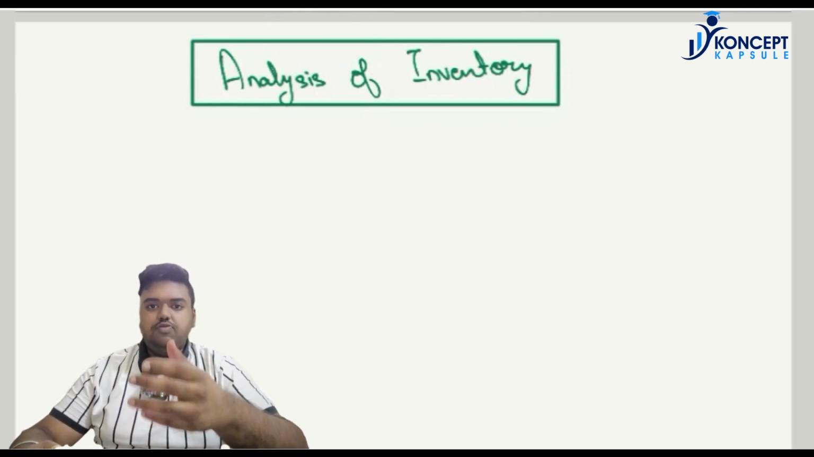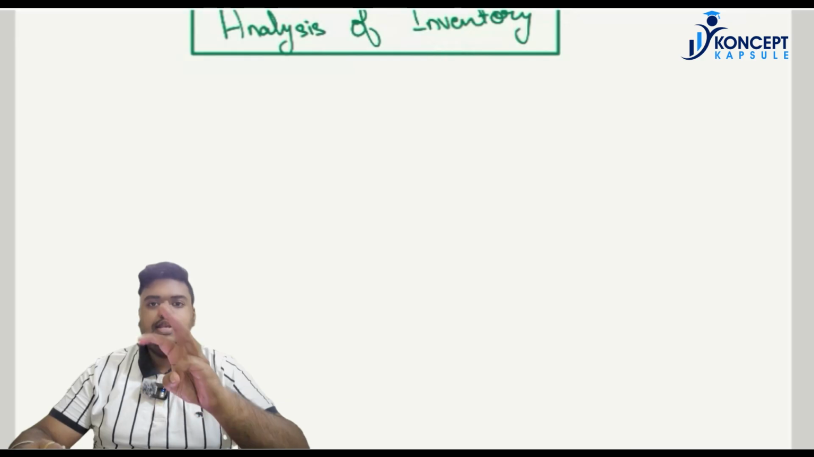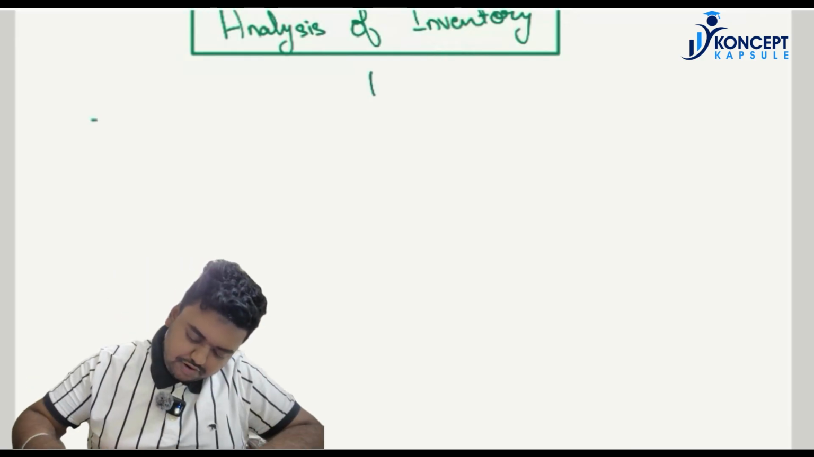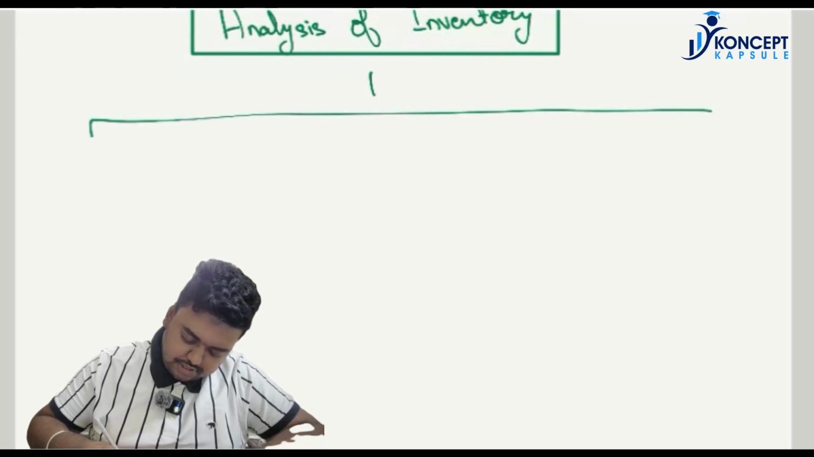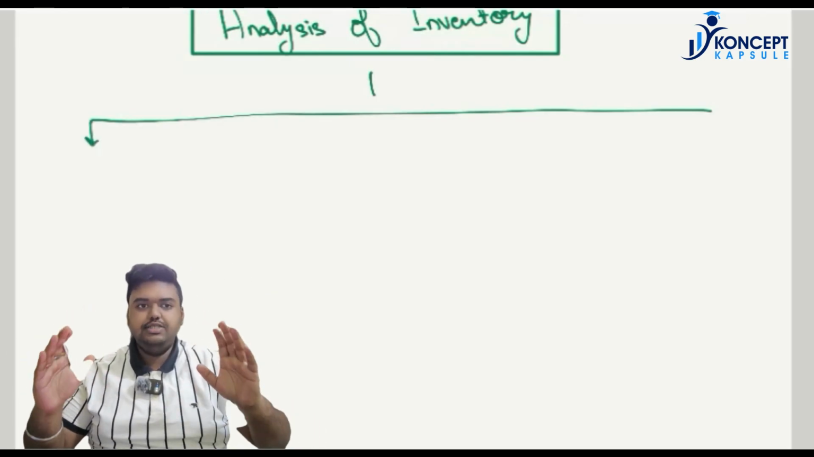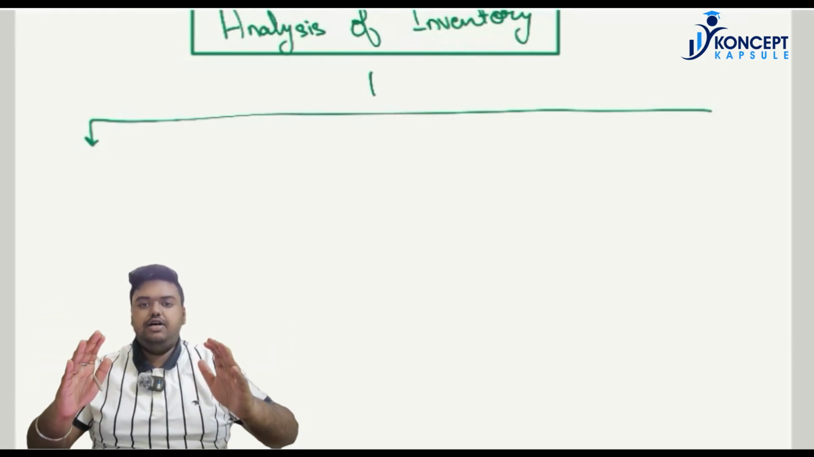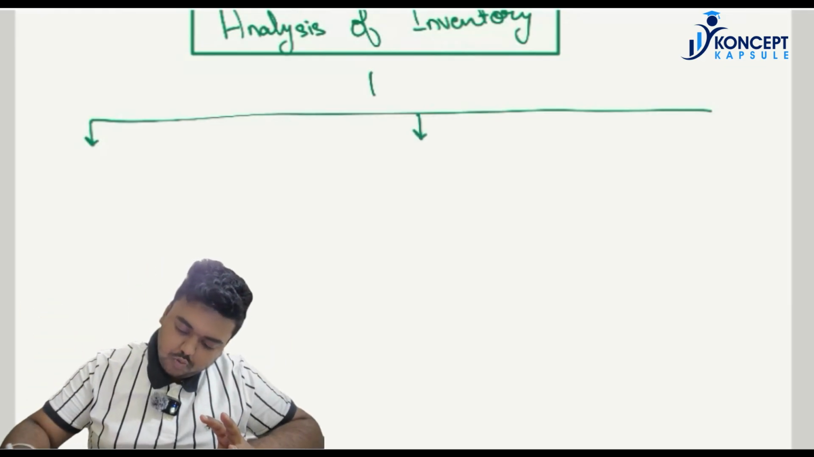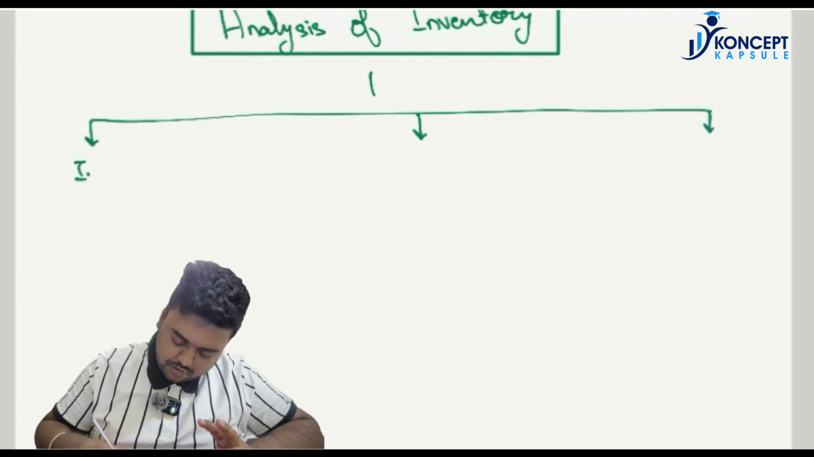Analysis of inventory is one of the readings for financial reporting, and it has basically 3 major concepts. There are various things here and there which we should simply ignore. These are noise. The entire content of analysis of inventory can be broken down into 3 major contents. One is inventory measurement.